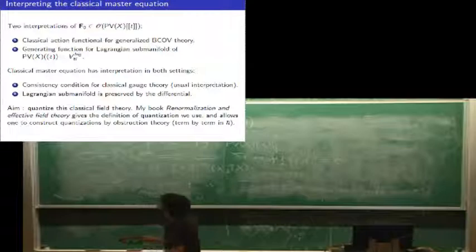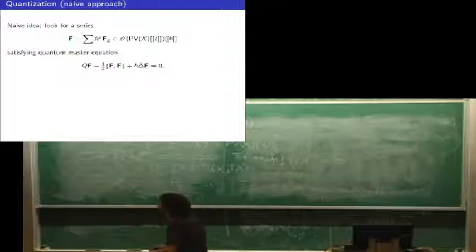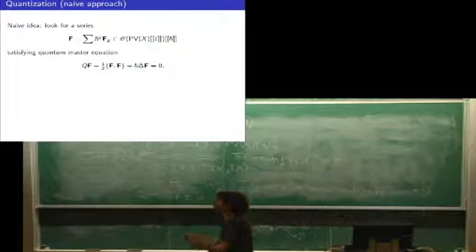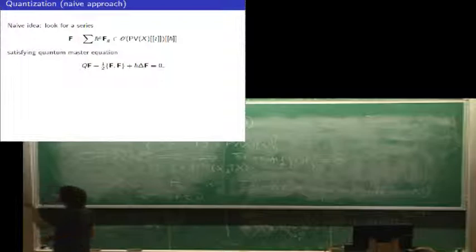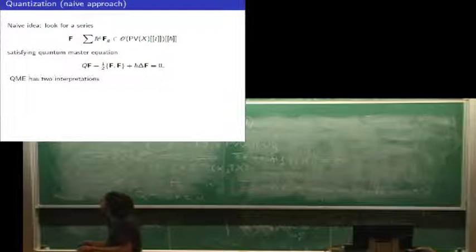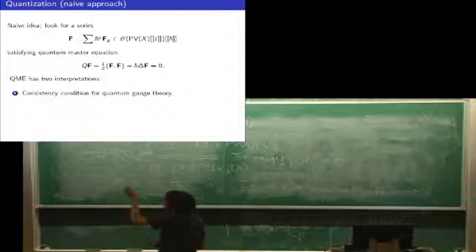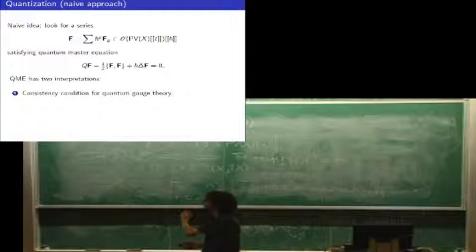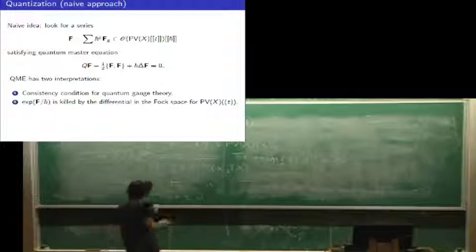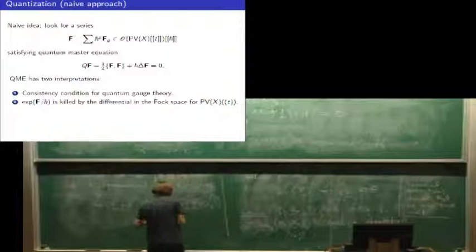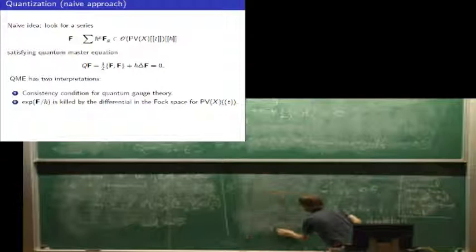The first thing you might think of, the most naive idea, is what does it mean to quantize? Well, there's something called the quantum master equation, which is the classical one plus this h bar delta term. That's supposed to be a consistency condition for a quantum gauge theory. And we might look for a solution of that equation. And again, you can argue, this is a little formal, I'll explain why in a second, that there are two interpretations. One is that our quantum gauge theory is consistent. And the second is that our functional defines a state in the Fock space preserved by the differential.